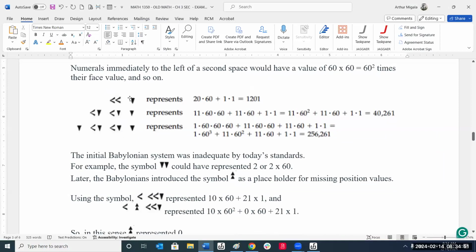So here we have the first one, which is the ones. This is the 60s. So this is 10 and 10 is 20. It's in the 60s column. And this is the 1 in the ones. So it's 20 times 60 plus 1 in the ones. This is 10 and 1, which is 11. It's in the 60 squared, so it's 11 times 60 times 60. This one is 11 times 60. This is 1 times 1. So you see, if you have a space there, then you add another 60 to it.